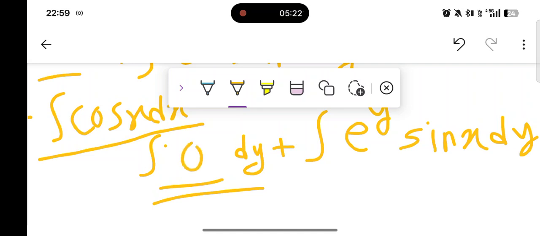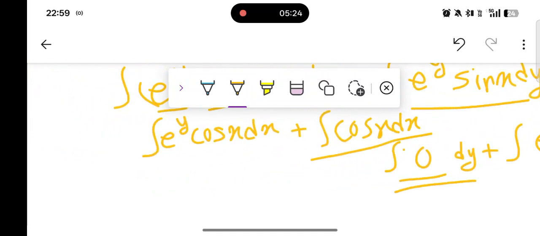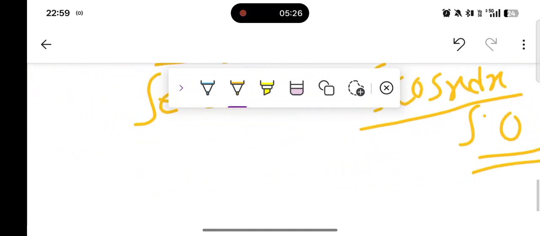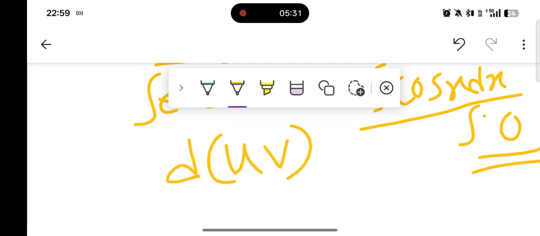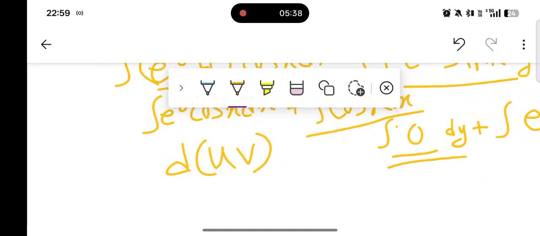This will be 0. So it is now easy. Now basically you have to understand the uv pair. In multiple cases you will see this is a uv pair. D of uv, you have to find what is the value of u and what is the value of v. Then we can easily solve the integration.